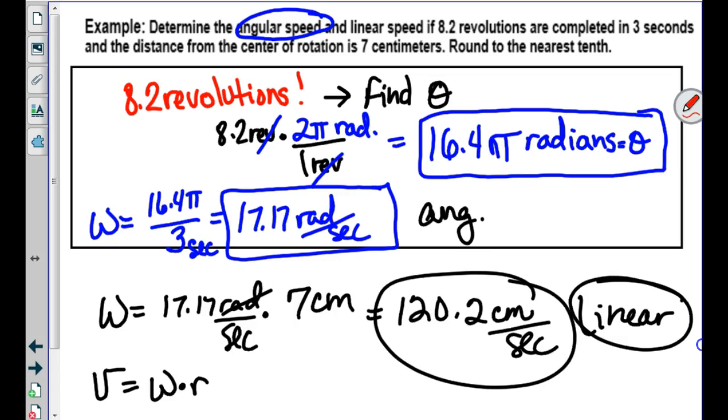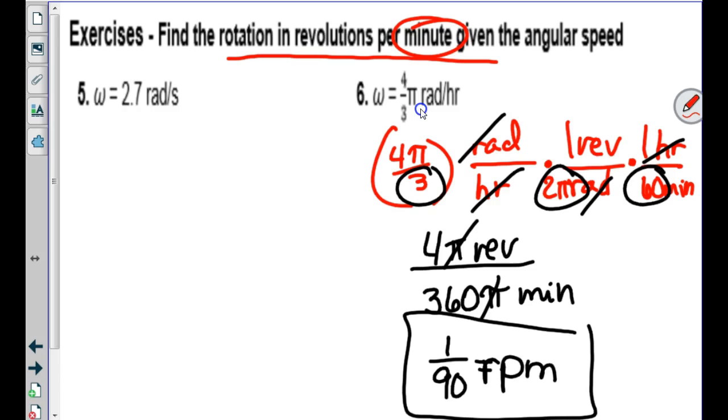All right. Then we went through this example that was already done for all of you. The big takeaway from this example was that revolutions, well, it's important and we need to know it, but it doesn't actually go into any of these formulas, right? They only work with radians. So we had to convert revolutions. We could say 1 revolution is 2 pi radians. And then we had some radians to work with to find angular velocity.